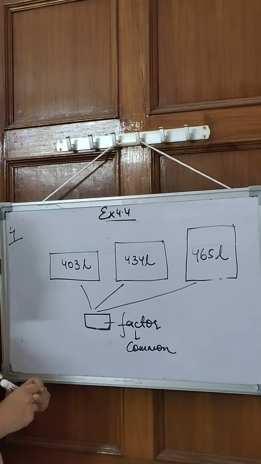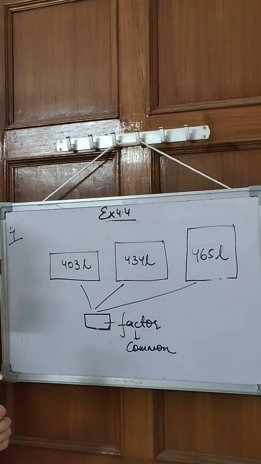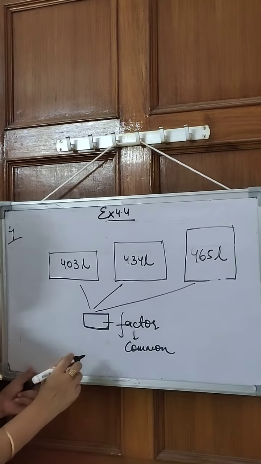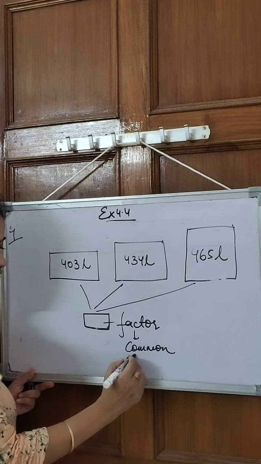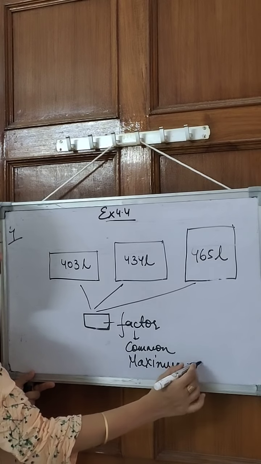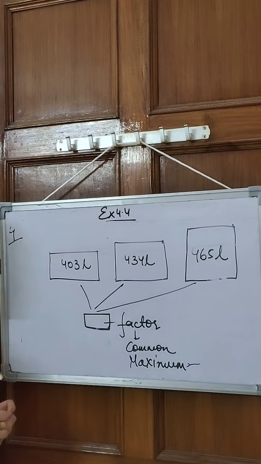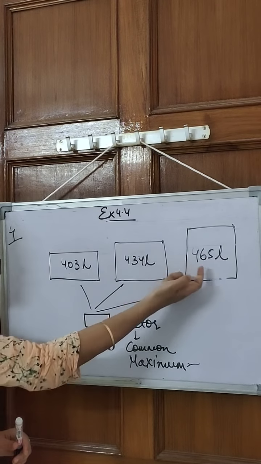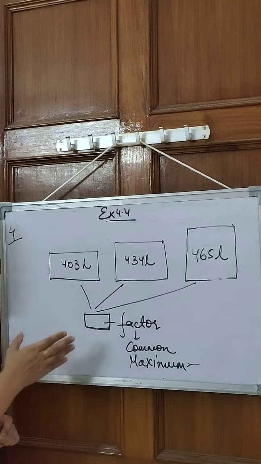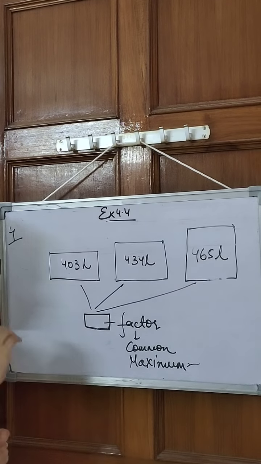And I need the maximum capacity. What is the word that they are using? Find the maximum capacity of the container. So I cannot just find any measure of a container. I have to find the maximum capacity, and when I say maximum, I am saying highest or greatest. So I have to find the highest common factor of these 3 capacities of container, with which I can take the small container.